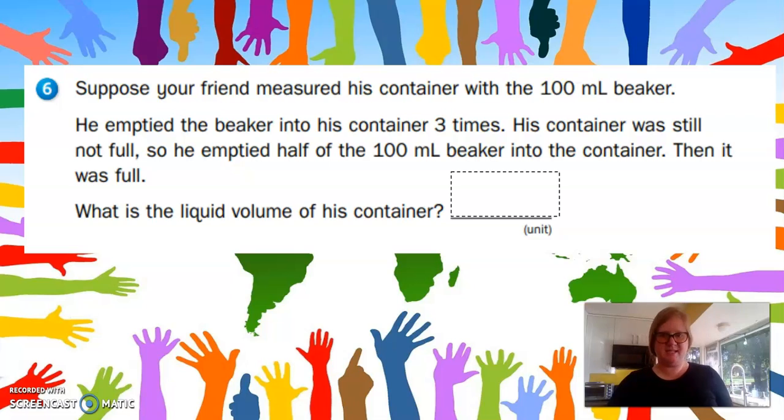He emptied the beaker into his container 3 times. His container was still not full, so he emptied half of the 100 milliliter beaker into the container. Then it was full. What is the liquid volume of his container? Okay, so you guys have to do a little bit of math there.